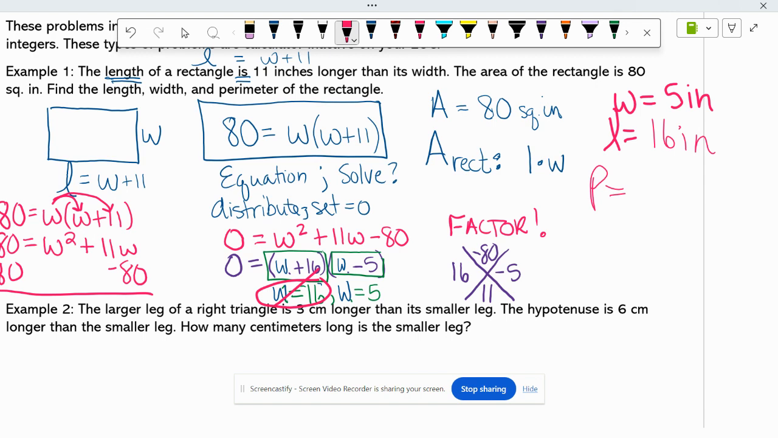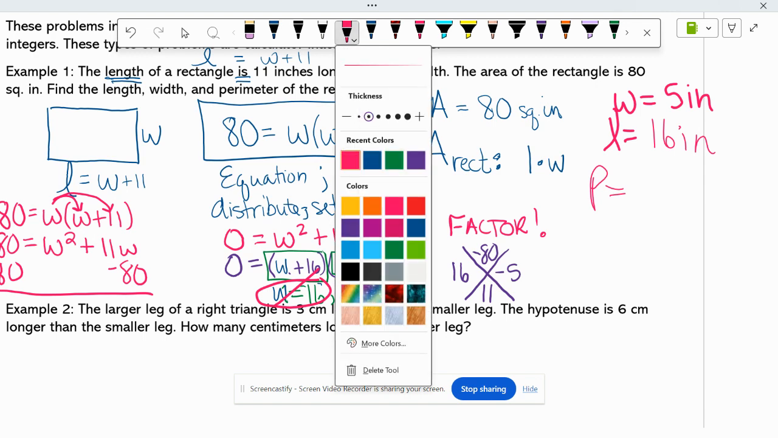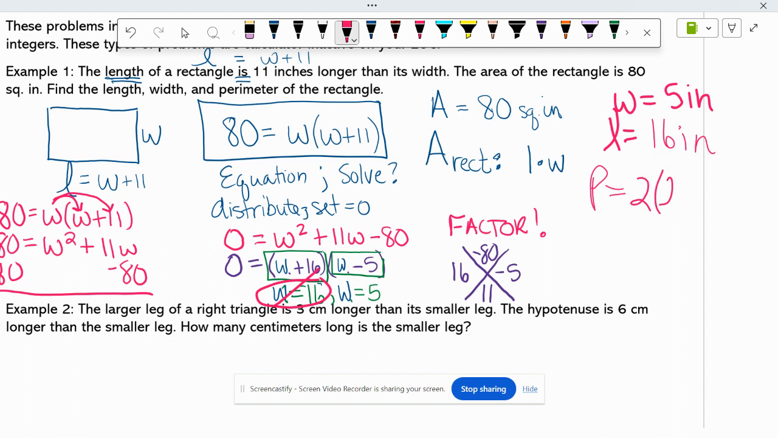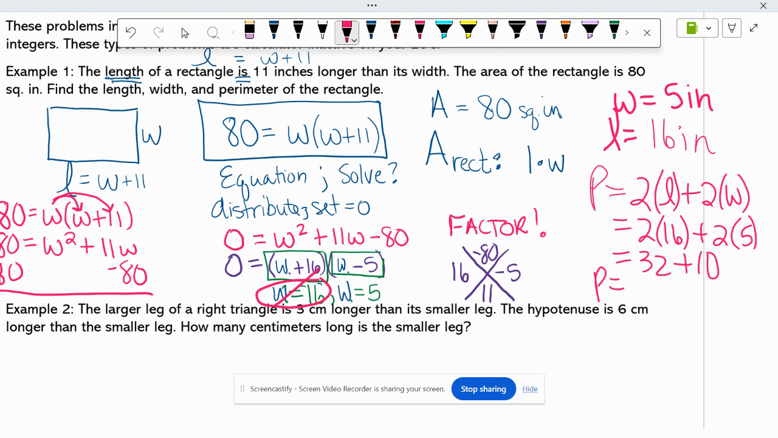Well, do you guys remember how to find the perimeter? Perimeter is 2 times your length plus 2 times your width. So 2 times 16 plus 2 times 5, which is 32 plus 10, which means that my perimeter is 42 inches. So this is what you're solving for: your length, your width, and your perimeter.